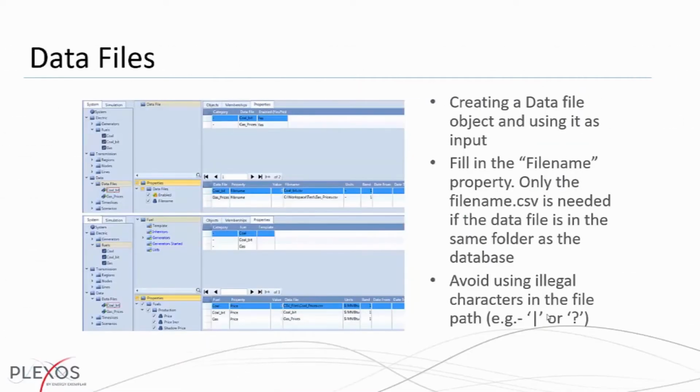Data files is an object that can be added from the config menu. We can fill in the name under the file name property. Only the filename.csv is needed if the data file is in the same folder as the database. Avoid using illegal characters in the file path, for example, special characters such as the question mark.